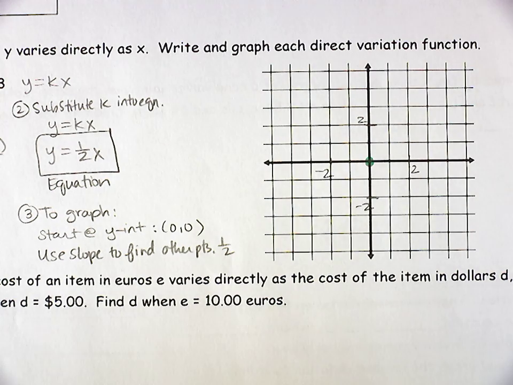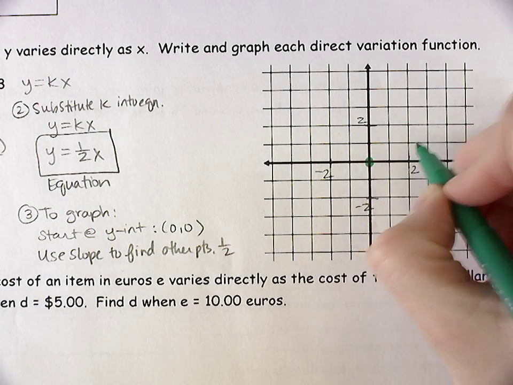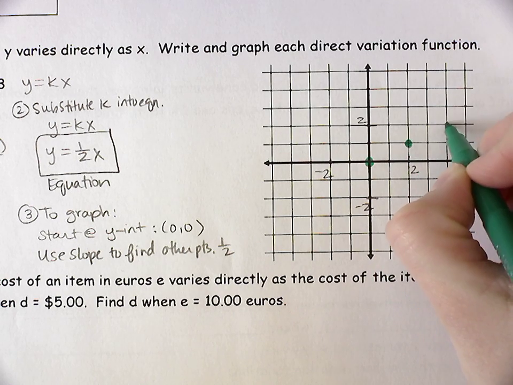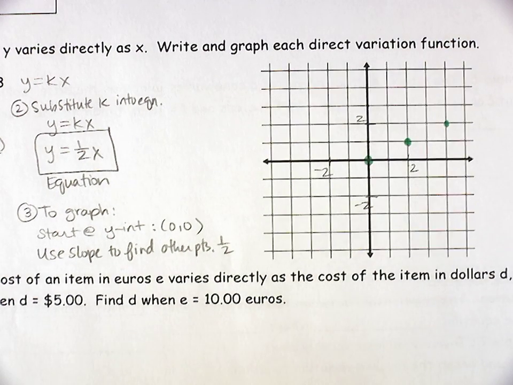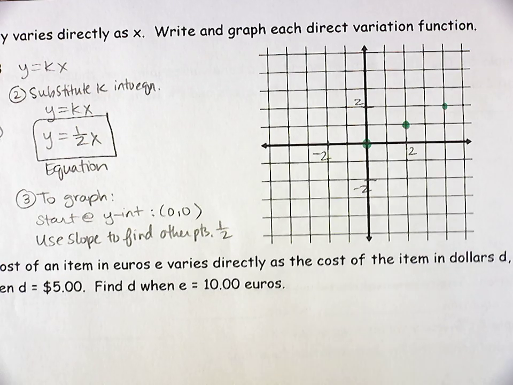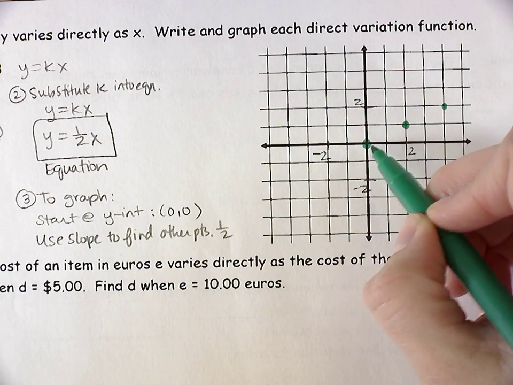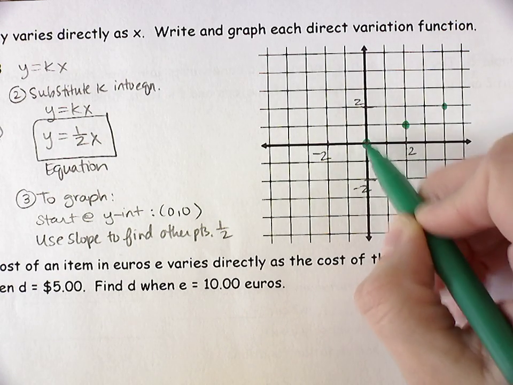I'm going to go up 1, and then I'm going to go over 2. And then your over, if it's positive, is to the right. If it's negative, it would be to the left. So if I want to see what happens over here, I don't have to go up 1 over 2.